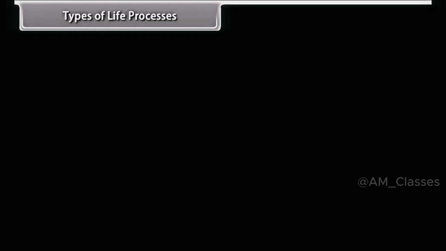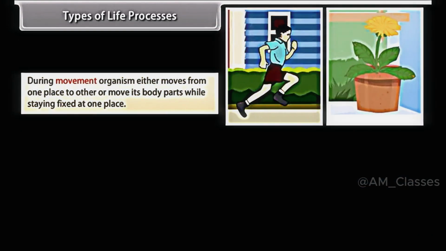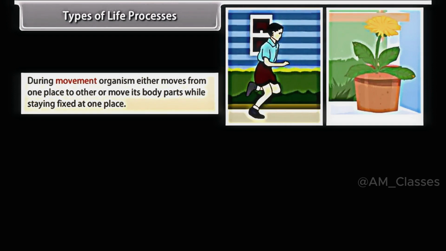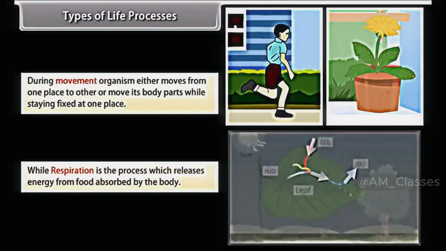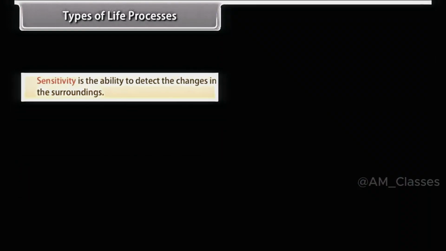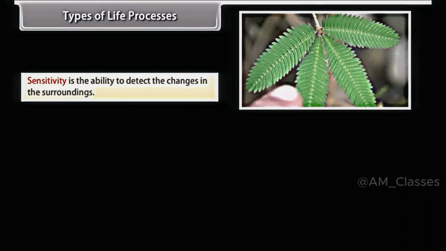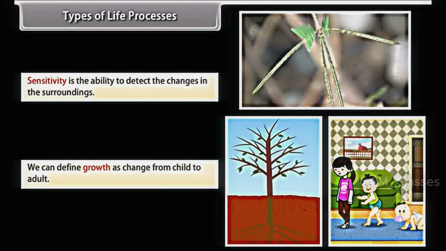Types of life processes. There are the following basic life processes: movement, respiration, sensitivity, growth, reproduction, excretion, nutrition, transportation. During movement, an organism either moves from one place to another or moves its body parts while staying fixed at one place. Respiration is the process which releases energy from food absorbed by the body. Sensitivity is the ability to detect changes in the surroundings. We can define growth as change from child to adult.